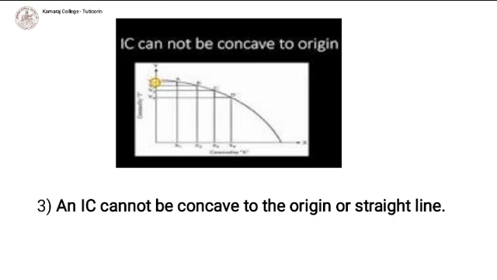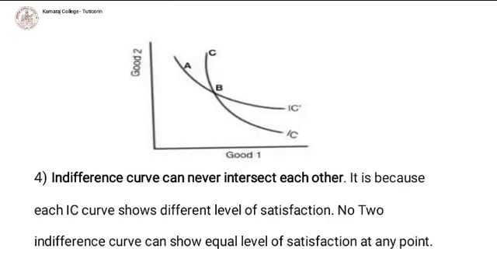Next one: indifference curves can never intersect each other. It is because at the point of intersection, the higher curve would give as much of the two commodities as is given by the lower IC. This is impossible. In this figure, A and B are two points on the indifference curve IC dash, and as such they yield the same level of satisfaction to the consumer. A and B are also two points of IC. They also give the same level of satisfaction, but they are not on the same indifference curve.